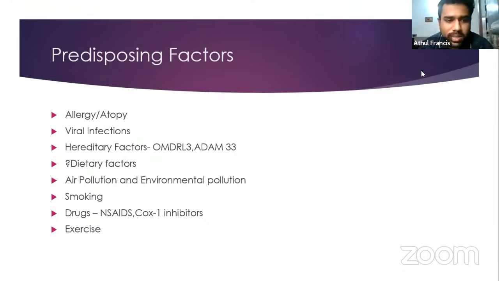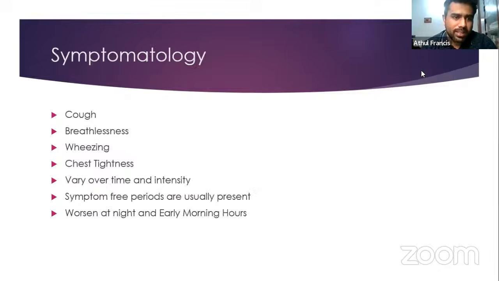Then there is drug-induced asthma as well, mainly aspirin-induced, NSAIDs, COX-1 inhibitors. So in such patients, we should always prefer a selective COX-2 inhibitor. And exercise. Why does exercise cause asthma is always a question. Exercise causes a drying of your epithelium. Because of this drying and the lack of mucus, there can be release of inflammatory mediators, which can result in asthma. Now, symptomatology, I've already told you: cough, breathlessness, wheezing, and chest tightness that vary over time.